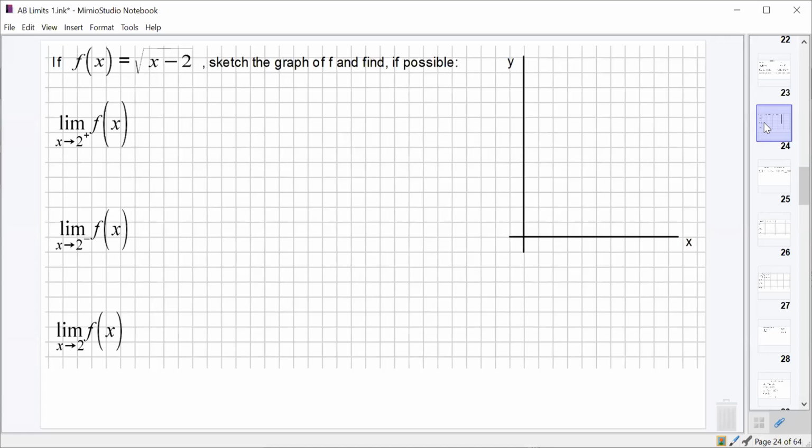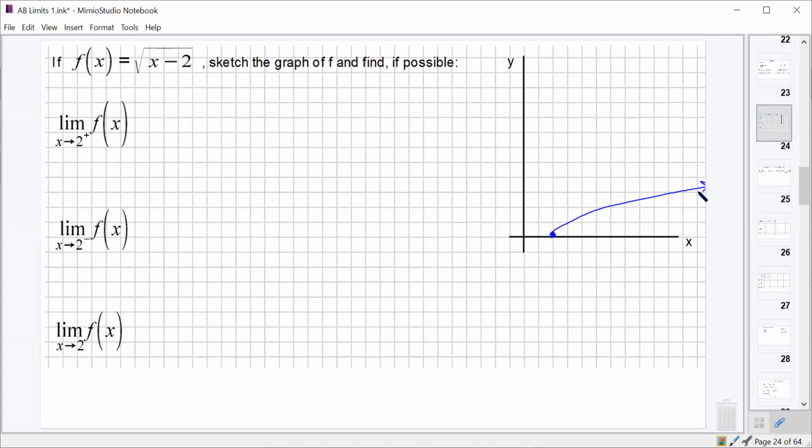So let's take a look at the function radical x minus 2. What does that function look like? It's got a domain of 2 to infinity. It looks something like that, right? Do you all agree with that?